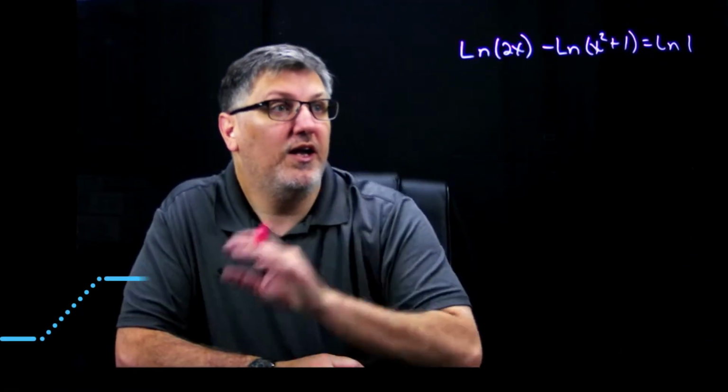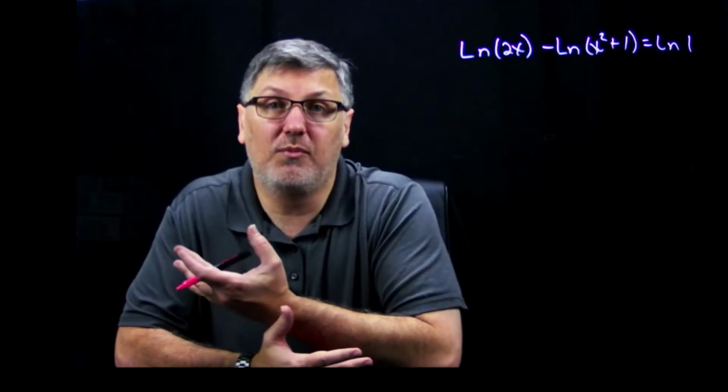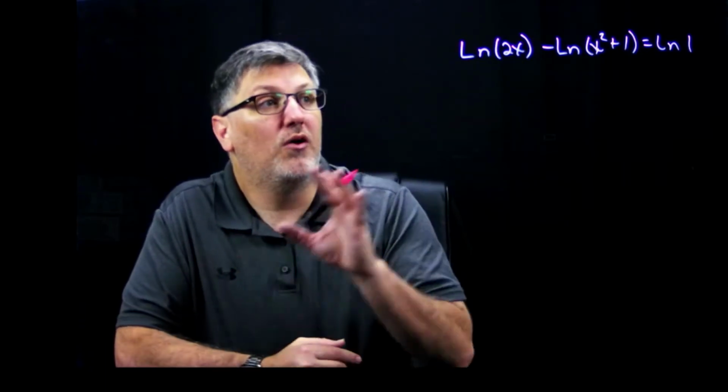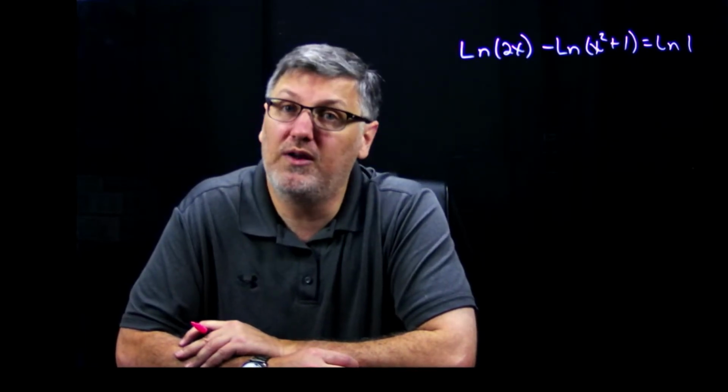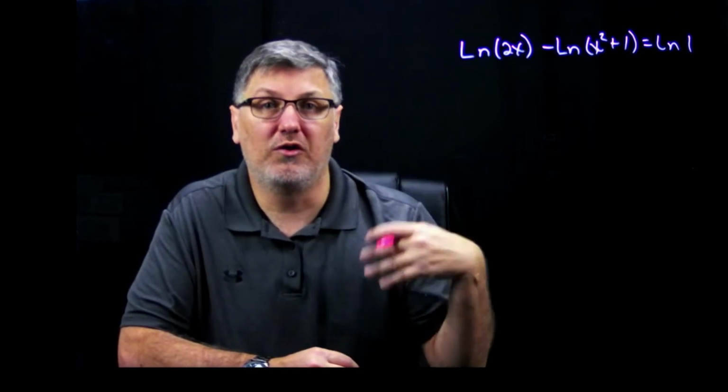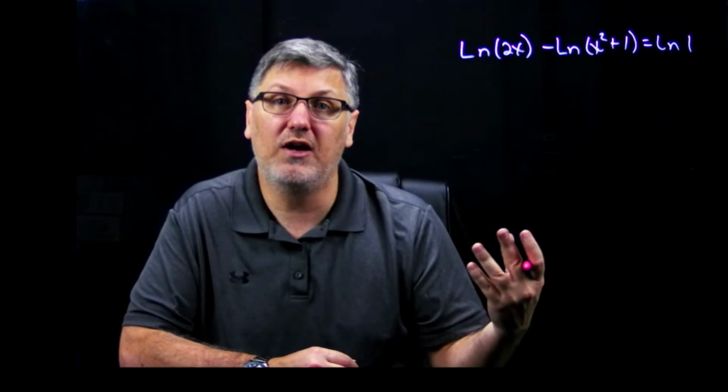All right, so let's look at a different example now. Here I have ln of 2x minus ln of x squared plus 1 equals ln of 1. And we want to know what values of x make this statement true. Well, we're going to write this as an ln on each side. We're going to use our one-to-one property once we get it down to a single logarithm, set up an algebra equation, solve the algebra equation, and then check for extraneous solutions.